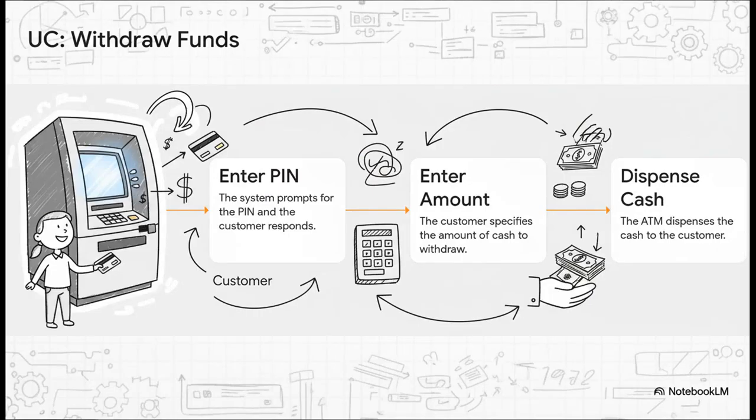Let's make this real with an example we all know, an ATM. A classic use case is withdraw funds. The customer is the actor, the goal, get cash. And the steps just lay out that back and forth conversation. By writing out these simple little stories for everything the software needs to do, we create a crystal clear list of what we have to build.